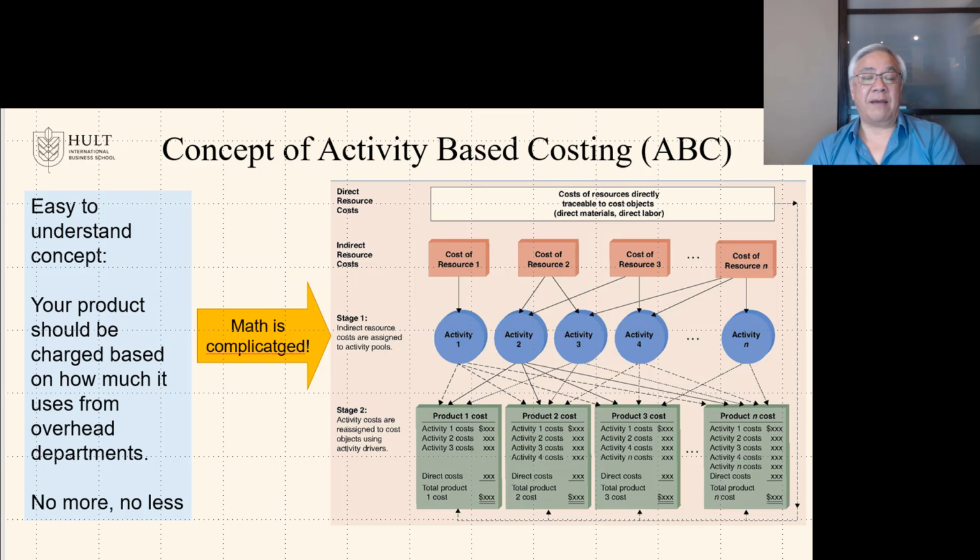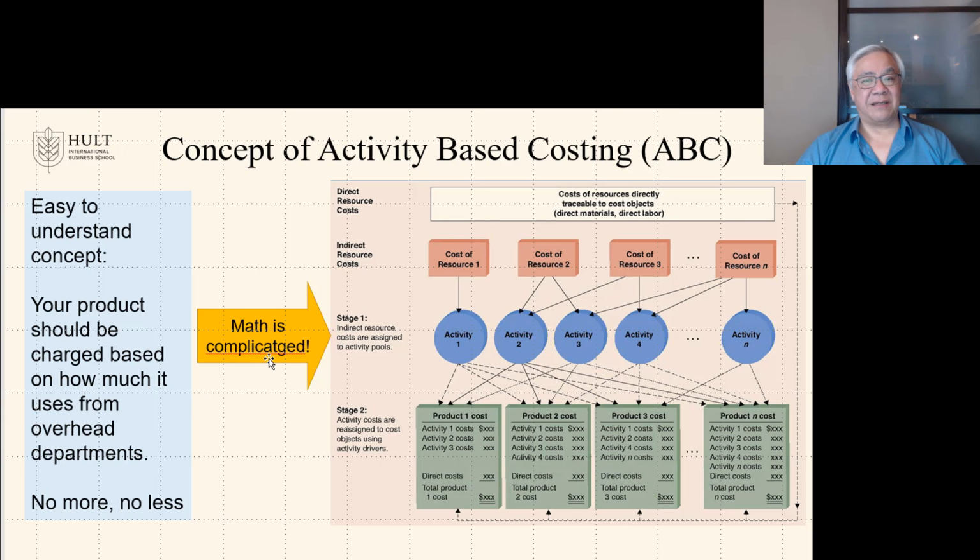So is there a better way? A complicated but powerful concept is called activity-based costing, ABC. And the concept is easy. It's over here before you look at the complicated thing on the right. Your product should be charged based on how much it uses from the overhead departments. So if it uses a lot, it should get charged a lot. If it doesn't use a lot, it should not get charged a lot. That's the logic of it. It's pretty hard to argue with that.